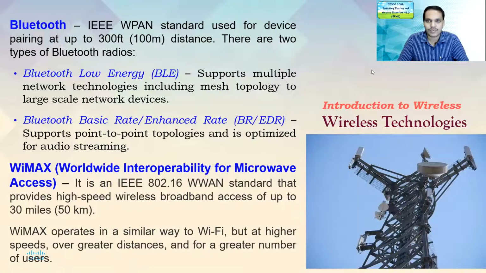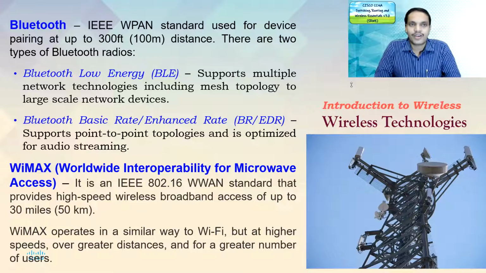So of these, first, let us talk about Bluetooth. It is the IEEE WPAN standard used for device pairing at up to 300 feet or 100 meters distance. There are two types of Bluetooth radios. The first one is BLE, which stands for Bluetooth Low Energy, which supports multiple network technologies, including mesh topology for large scale network devices. The second variant of the Bluetooth radio is called Bluetooth Basic Rate or Enhanced Data Rate, BR/EDR, and it supports point-to-point topologies and is optimized for audio streaming.